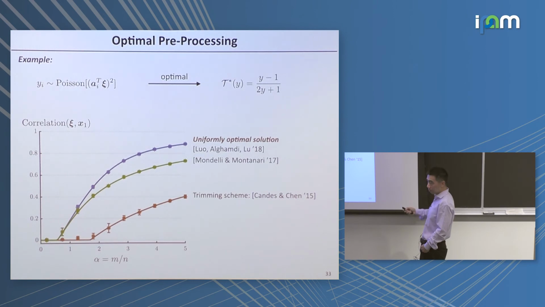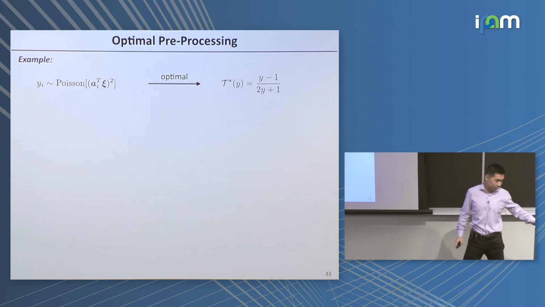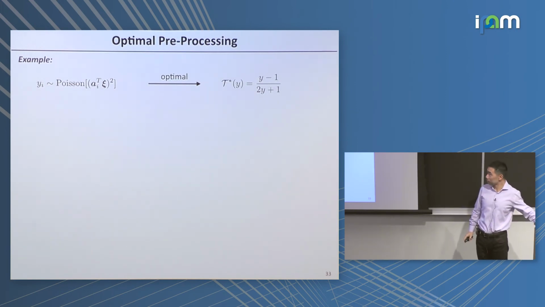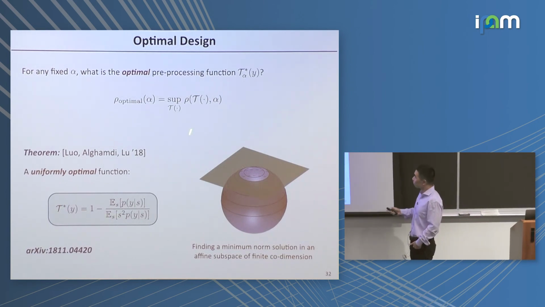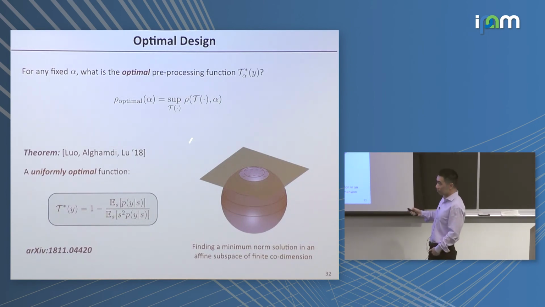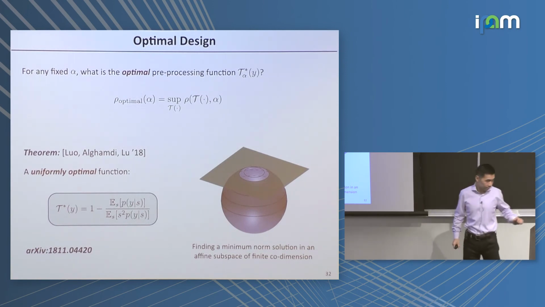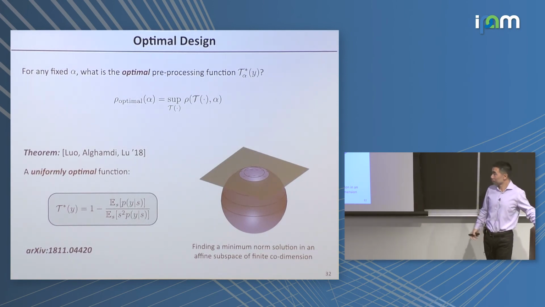So it doesn't depend on alpha. Excellent point. I should have mentioned that it's a little bit of a surprise to me that this optimal t star does not depend on alpha. It's uniformly optimal over all alpha. So you don't need to know alpha, but of course you always know alpha.